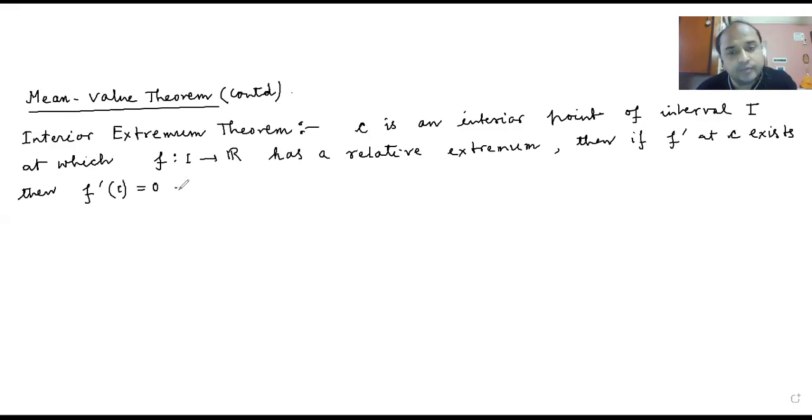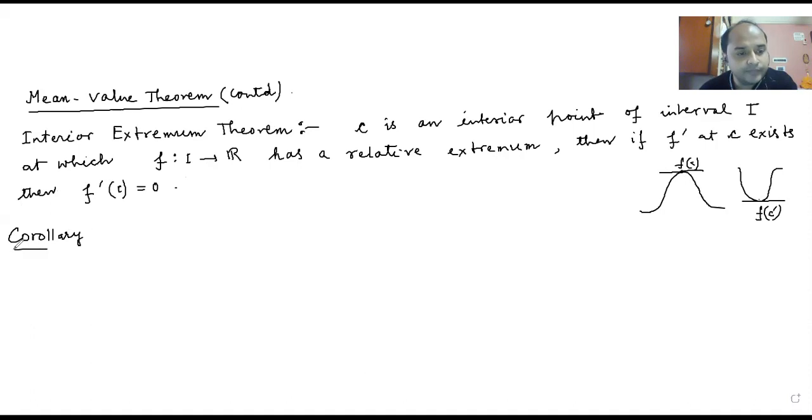That means at that point, if the curve is like this or the curve is like that, you are going to get a tangent parallel to x-axis. Okay, so this is say f of c and this is say f of c prime, whatever. So that is called the interior extremum theorem, and this theorem has a corollary. This corollary is also very important.